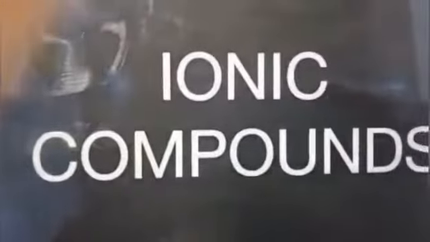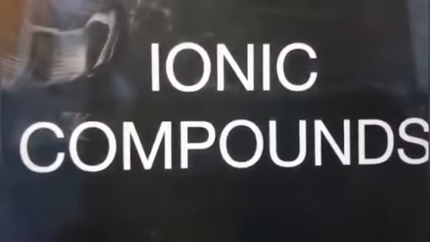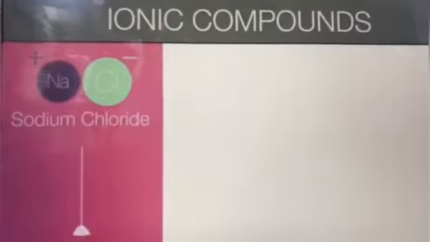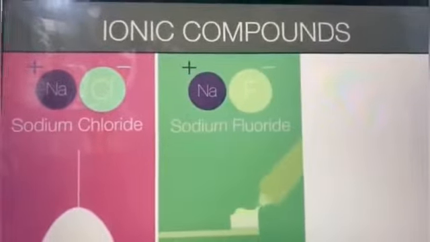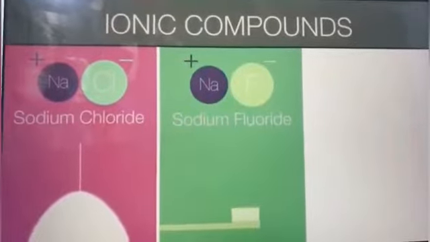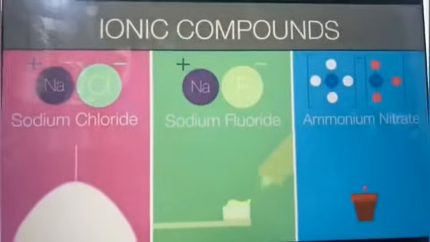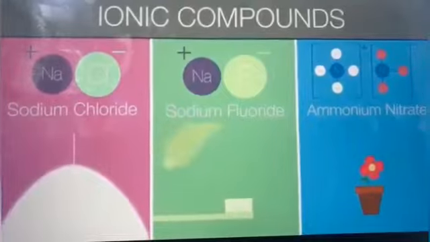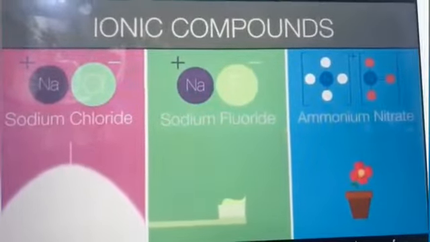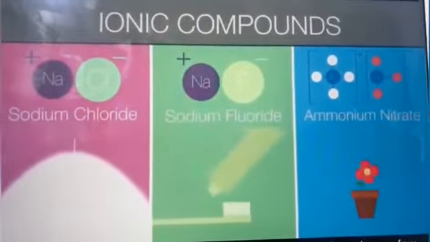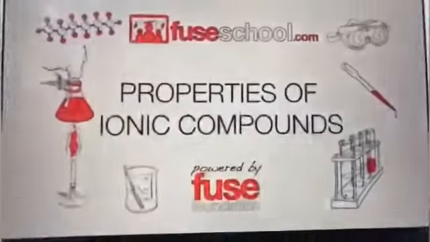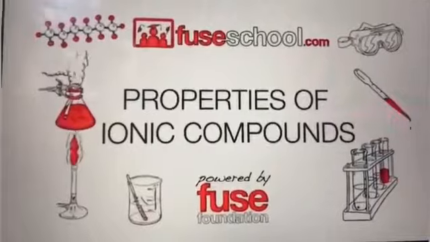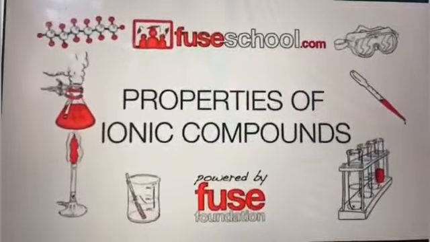Compounds do not just exist in a laboratory or in your chemistry homework. Sodium chloride is regular table salt. Sodium fluoride is added to some toothpastes to help strengthen tooth enamel. Ammonium nitrate can be used to fertilize plants. Although their real-life applications are very different, they share a few key properties. In this lesson, we will learn about the properties of ionic compounds.